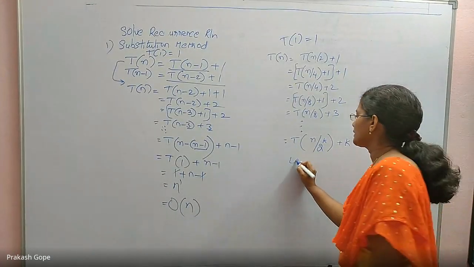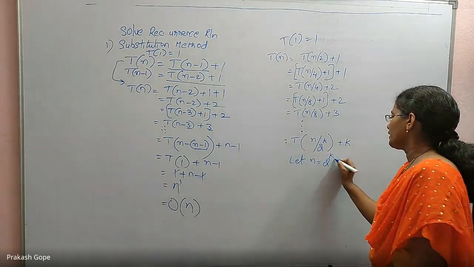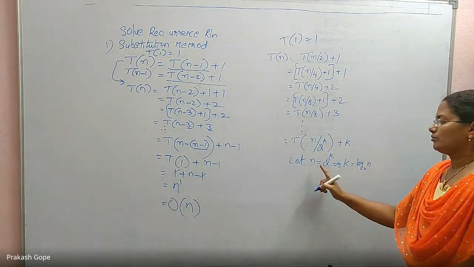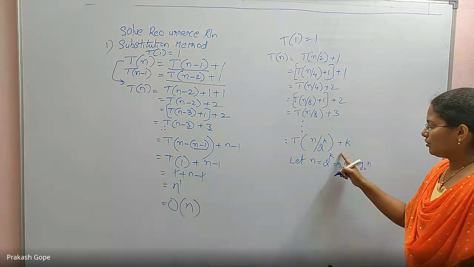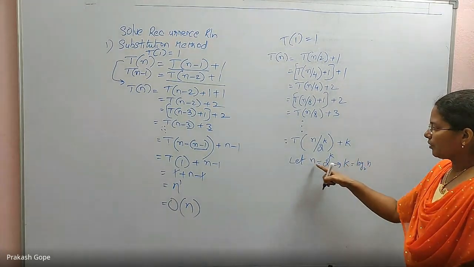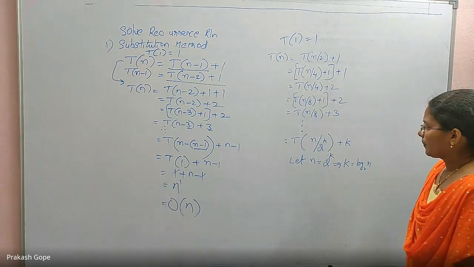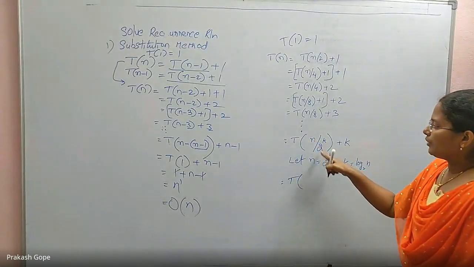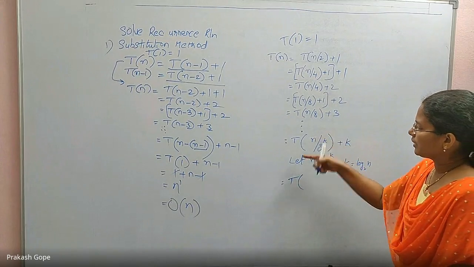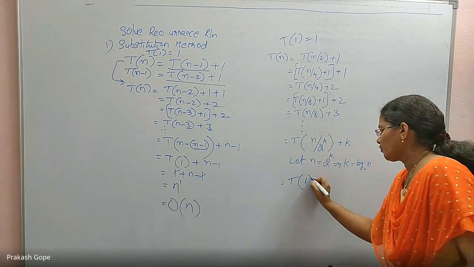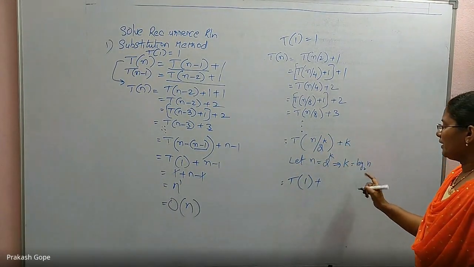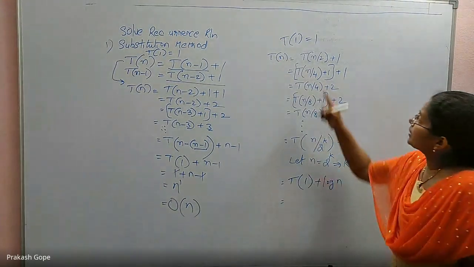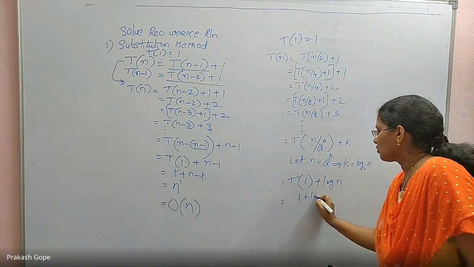So I am assuming let n is equal to 2 power k. That implies k is equal to log n to the base 2. You know the formula, right? n equal to 2 power k, k is log n to the base 2. Substitute this here. So T of n by 2 power k. When 2 power k is also n, they get cancelled. So it is T of 1. What is k? k is log n. But what is T of 1? 1. 1 plus log n is the answer.